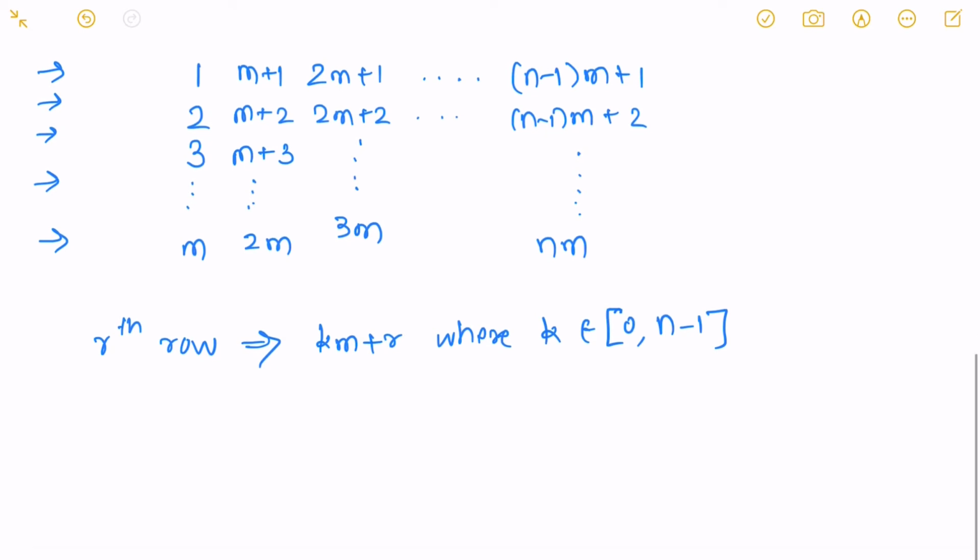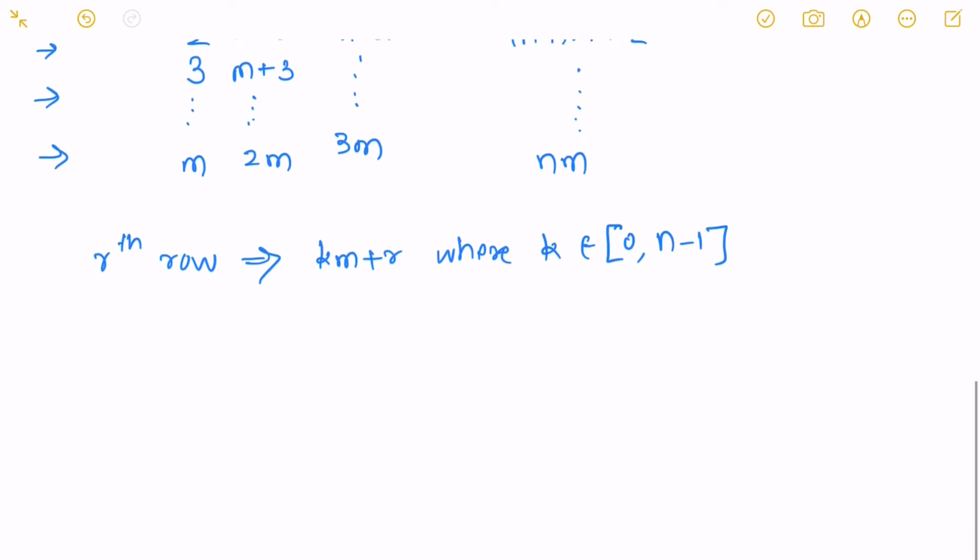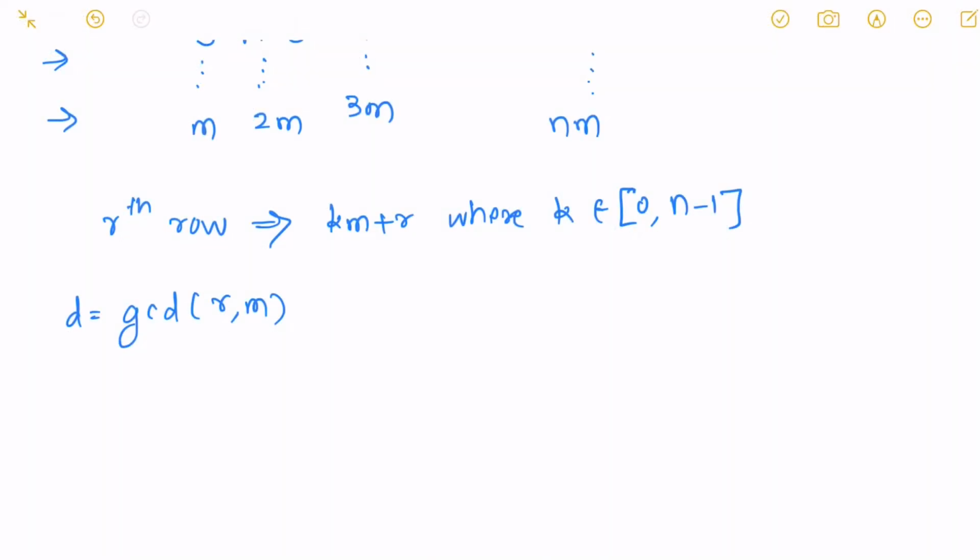After some time you will know why I'm trying to display those numbers in such a fashion. So now let's look at some things. Let's consider some row, say its index is r. Now if d is the GCD of r and m, let's think about what happens if d is greater than 1. If d is greater than 1, d divides m and d divides r.